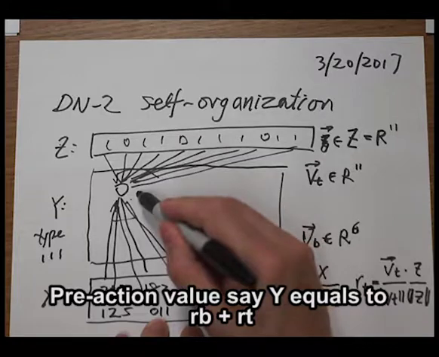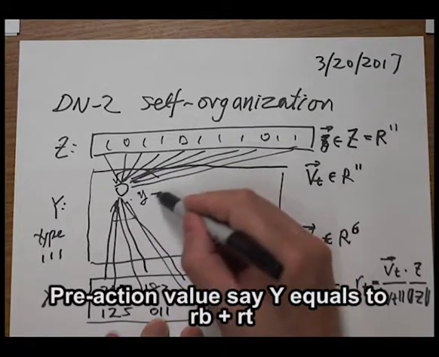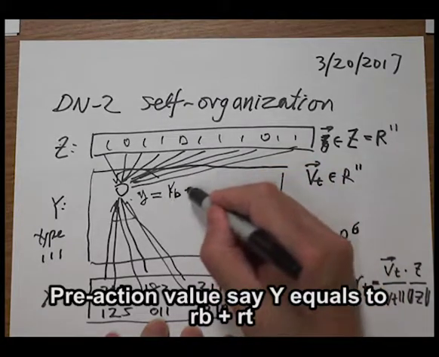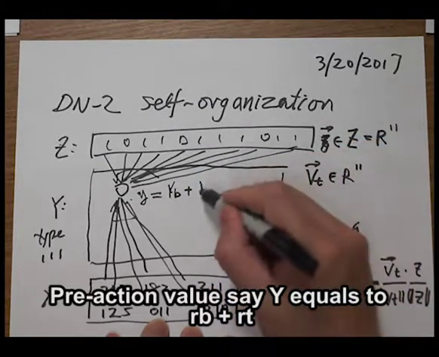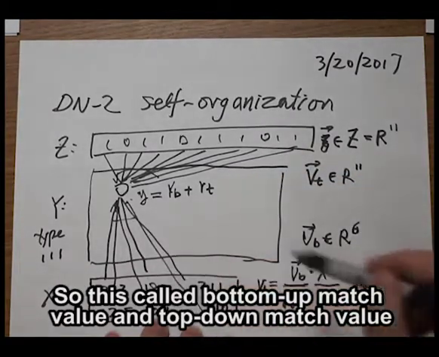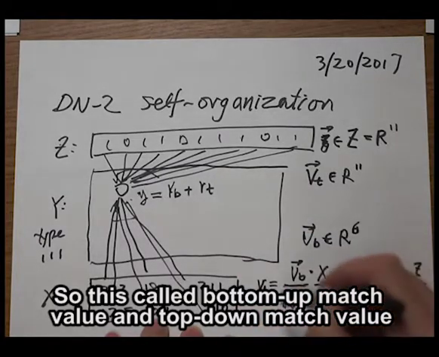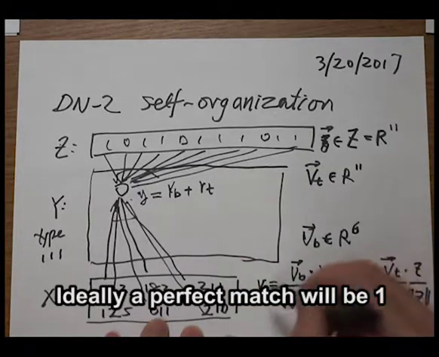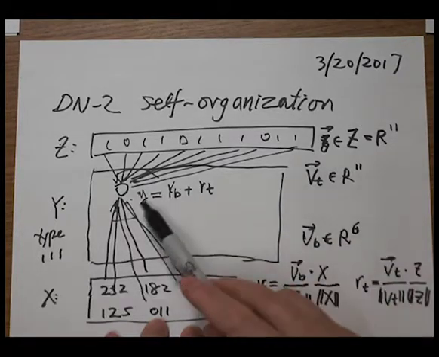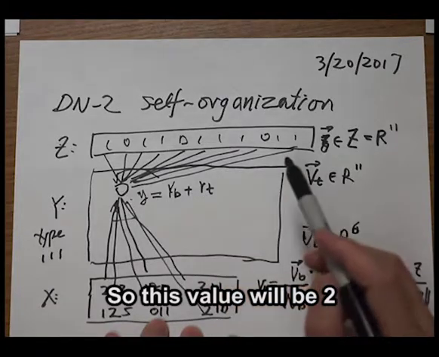Pre-action value, say y, equals RB plus RT. So this is called the bottom-up match value and the top-down match value. Ideally, a perfect match will be 1, so this value will be 2, all right? And ideally it will be 2.